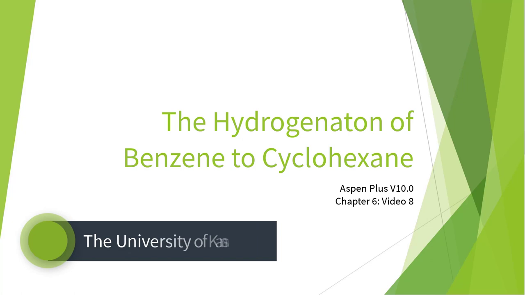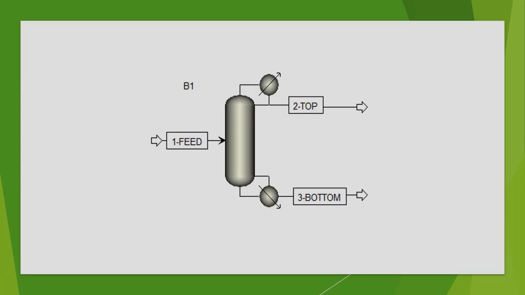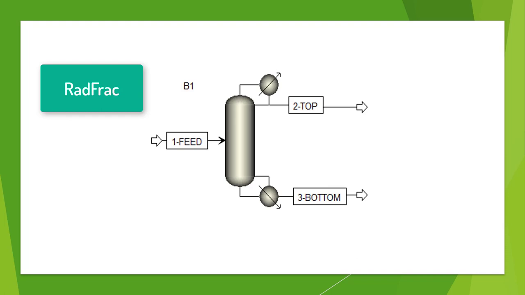Welcome to the Hydrogenation of Benzene to Cyclohexane series for Aspen Plus version 10. This video series serves as an introduction to Aspen Plus for chemical engineering students studying material and energy balances. In this video, we will demonstrate how to use the RadFrac distillation column, which will be later implemented in our hydrogenation model. We will create a plot of our RadFrac results.